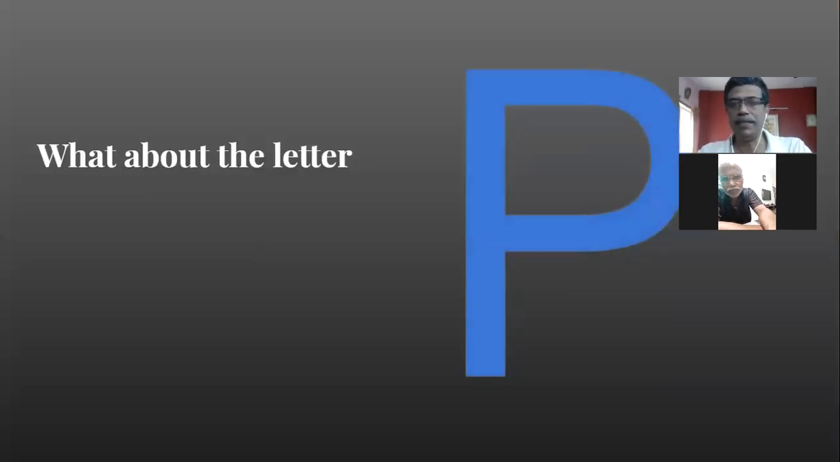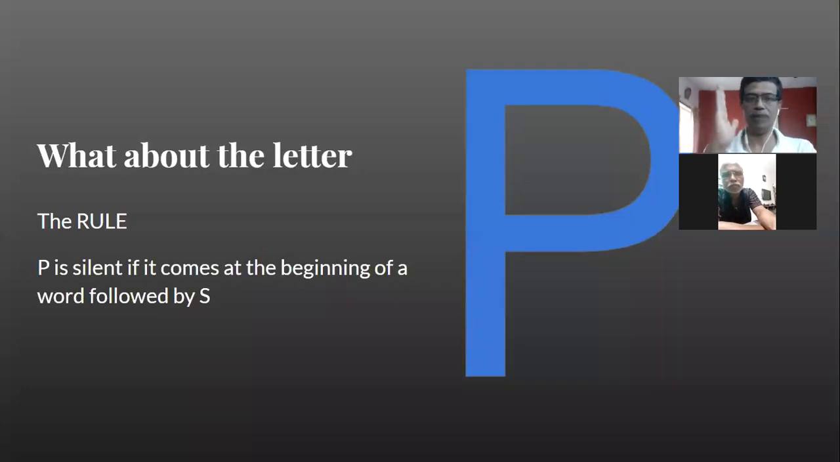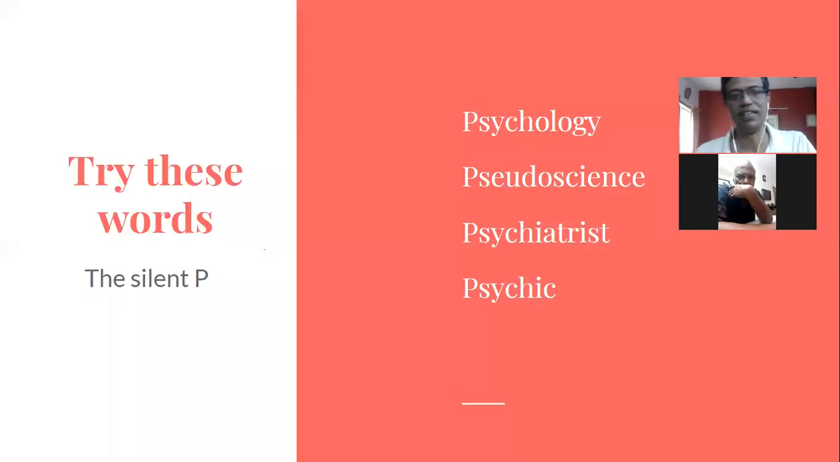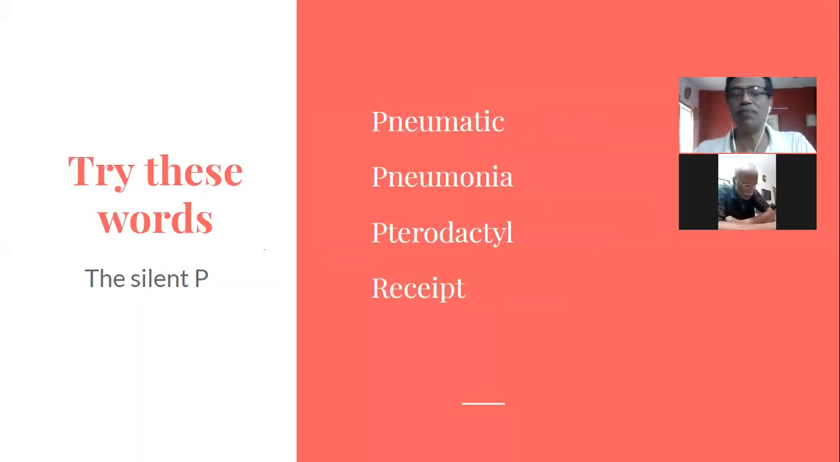What about the letter P? The rule is P is silent if it comes at the beginning of a word followed by S. You all know this? And P is silent if it is followed by an N and T. Okay, let's look at some of the words. Psychology, pseudoscience, psychiatrist, psychic. You all know this? Yes. Psychic. And pneumatic, pneumonia, pterodactyl.